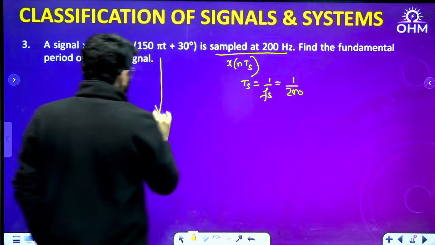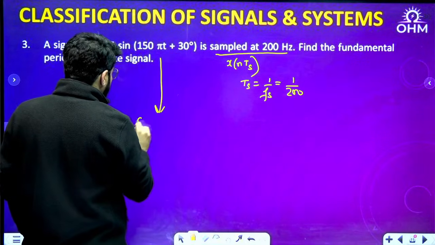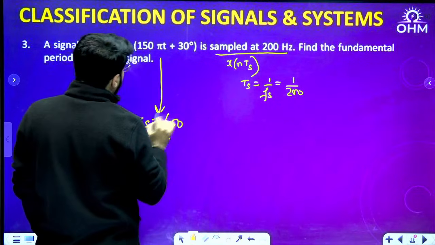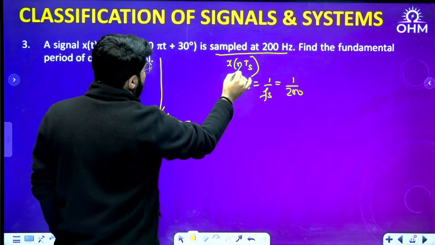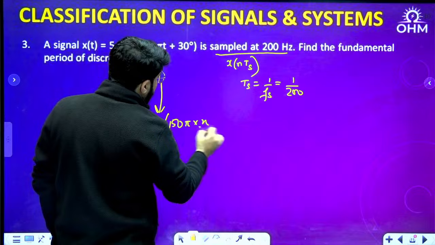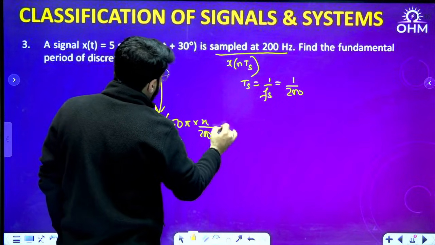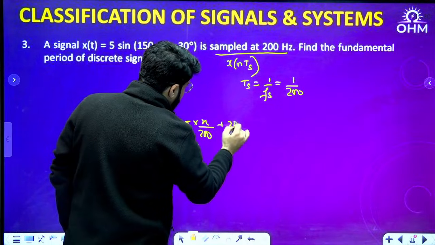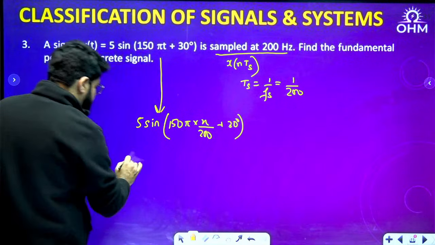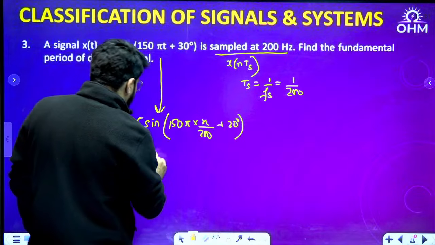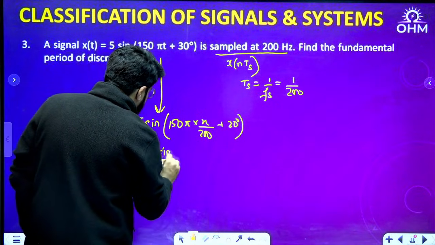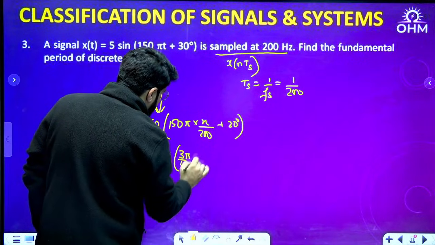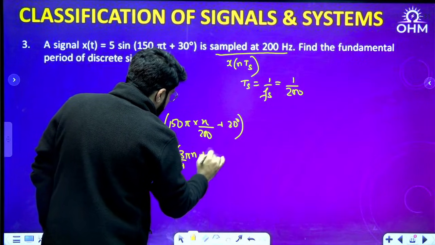So after sampling, when you look at it from a discrete signal point of view, it will be written as 5 sin(150 pi t), with t replaced by nTs, where Ts is 1 by 200, plus the phase of 30 degrees. That is some initial constant phase, it doesn't matter. So what is the signal now? It is 5 sin of 150 by 200, which cancels to 3 by 4, so 3 pi by 4 into n plus 30 degrees.